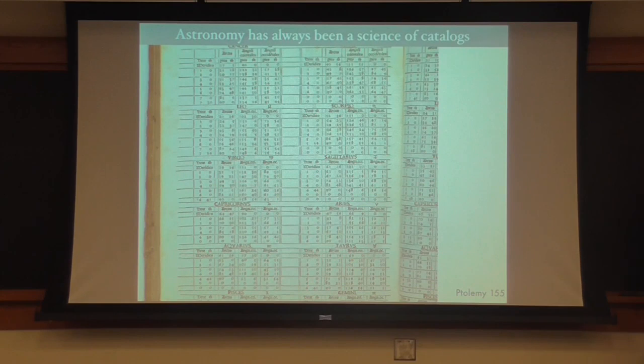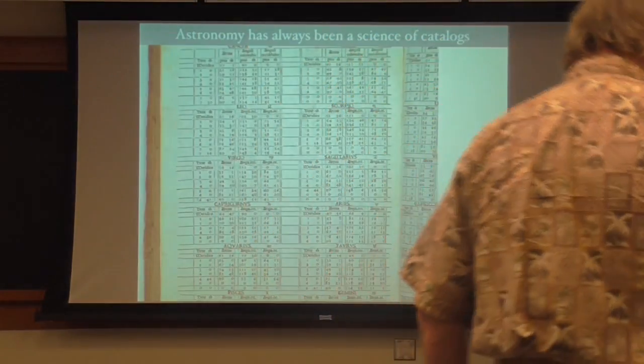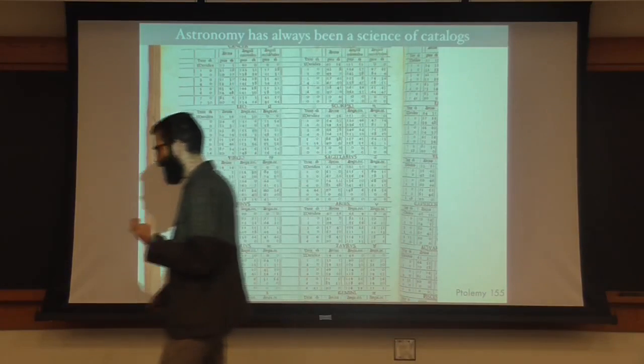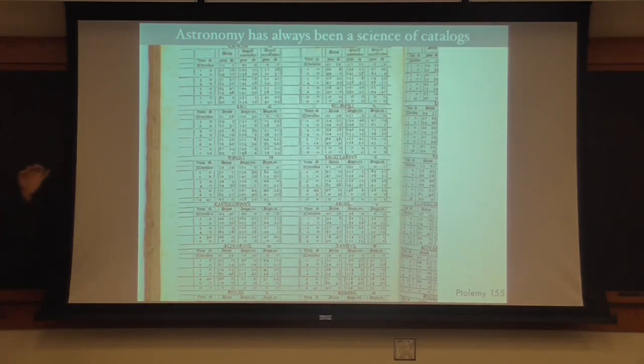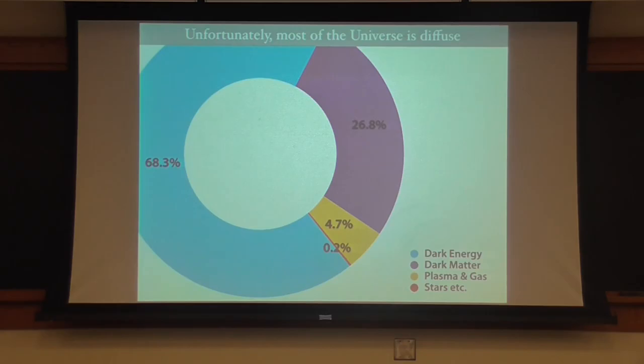So astronomy has always been a science of catalogs. This will be the earliest citation I use, from Ptolemy, 155. But we have this extreme advantage over many other sciences, which is that we have this black sky. This black sky is an extraordinary resource because the stars at night are big and bright, and we can see them as separate entities, right? And so we can turn them into rows and columns, and then we can do statistics on those rows and columns, and we can learn a lot about the universe by turning our data into these kinds of rows and columns of data. But the universe is actually mostly diffuse, as you've probably noticed.